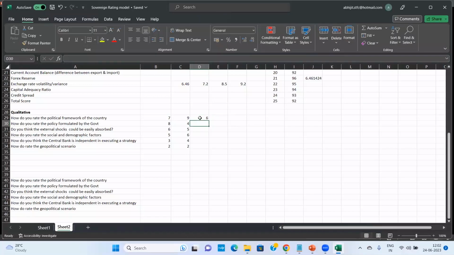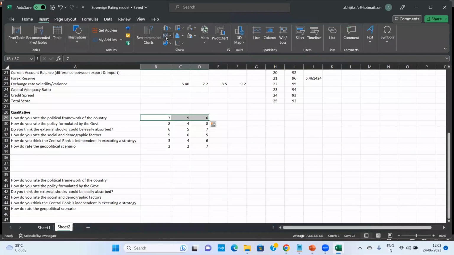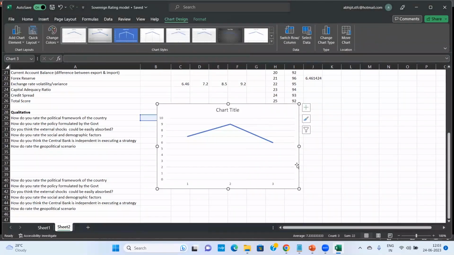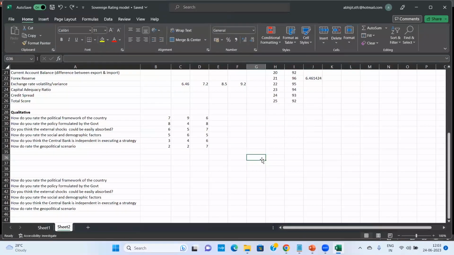6, 8, 7, 5, 6, 7, right? So when we talk about one particular parameter, that political framework of country, for the last 3 years, what is being rated by the citizens or by the respondents, probably I can put it in a chart and show it like this. But this is the rating. It had gone up, then it had gone down. Can I do that? Yes, no. Can I do this? Yes or no?